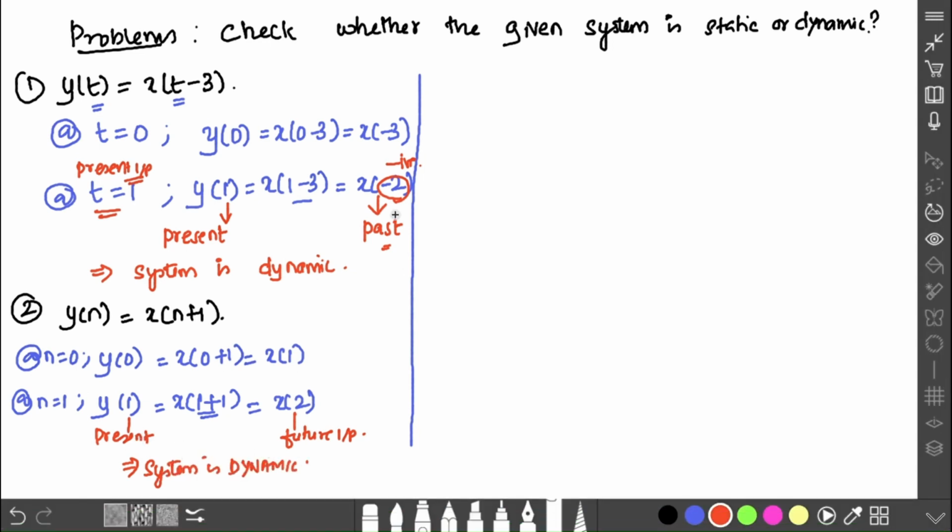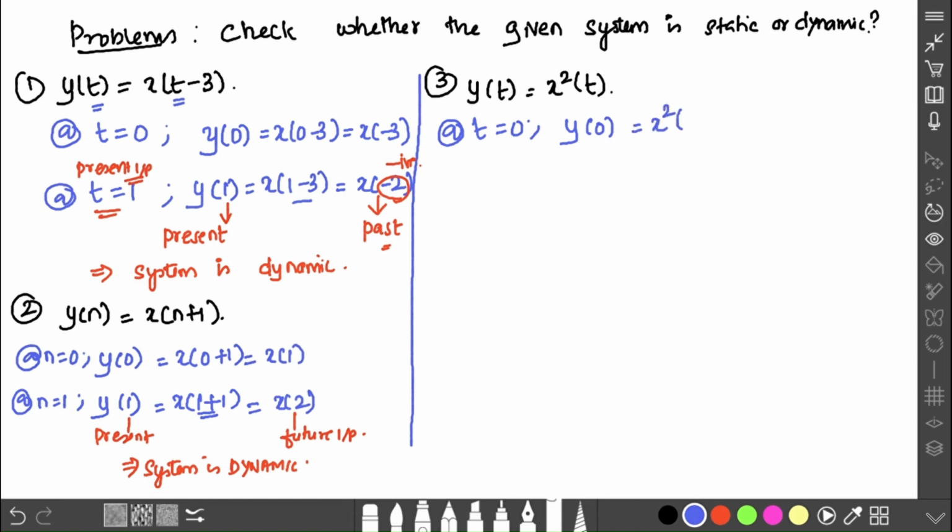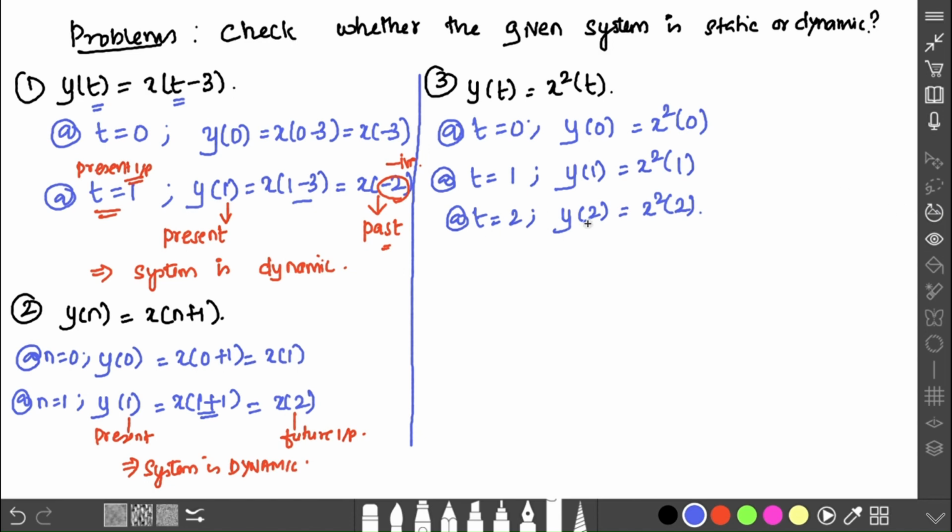So next problem, y of n equal to x of n plus 1. The same steps you need to follow for n equal to 0, n equal to 1. Substitute and see. For n equal to 0, it becomes x of 0 plus 1, that is x of 1. So y of 0 is equal to x of 1, and n equal to 1 means y of 1 is equal to x of 2. So for the present output we are getting a future input. So the system is dynamic.